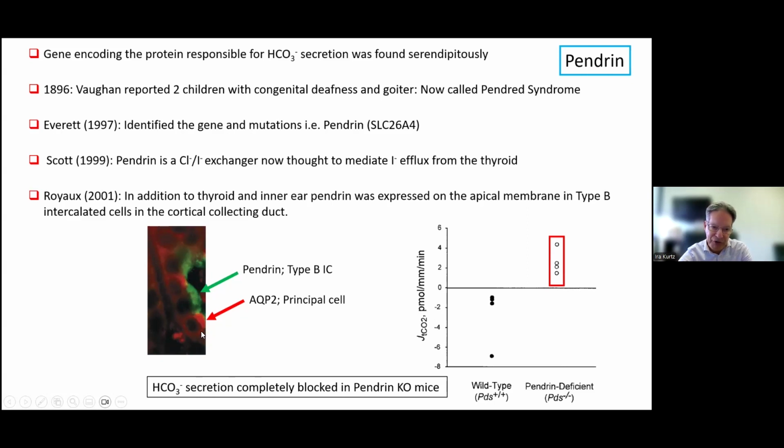Aquaporin 2 is just a marker for the principal cell that I showed you before that has a cilia. And this is what amiloride is binding to in this cell. So pendrin seemed to be on these cells.